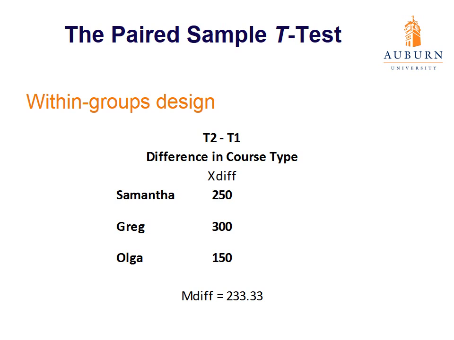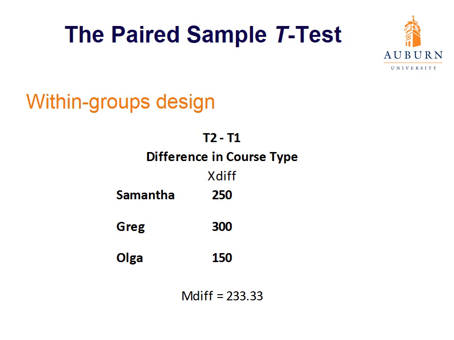And that's what we would call the X diff, or the X difference. I do the same thing for Greg and Olga, and I get a difference of 300 and a difference of 150 for Olga. And so now I have created a column of difference scores, one for each one of my participants. I can now take the mean of those differences, and that's how I get the mean difference from my samples.